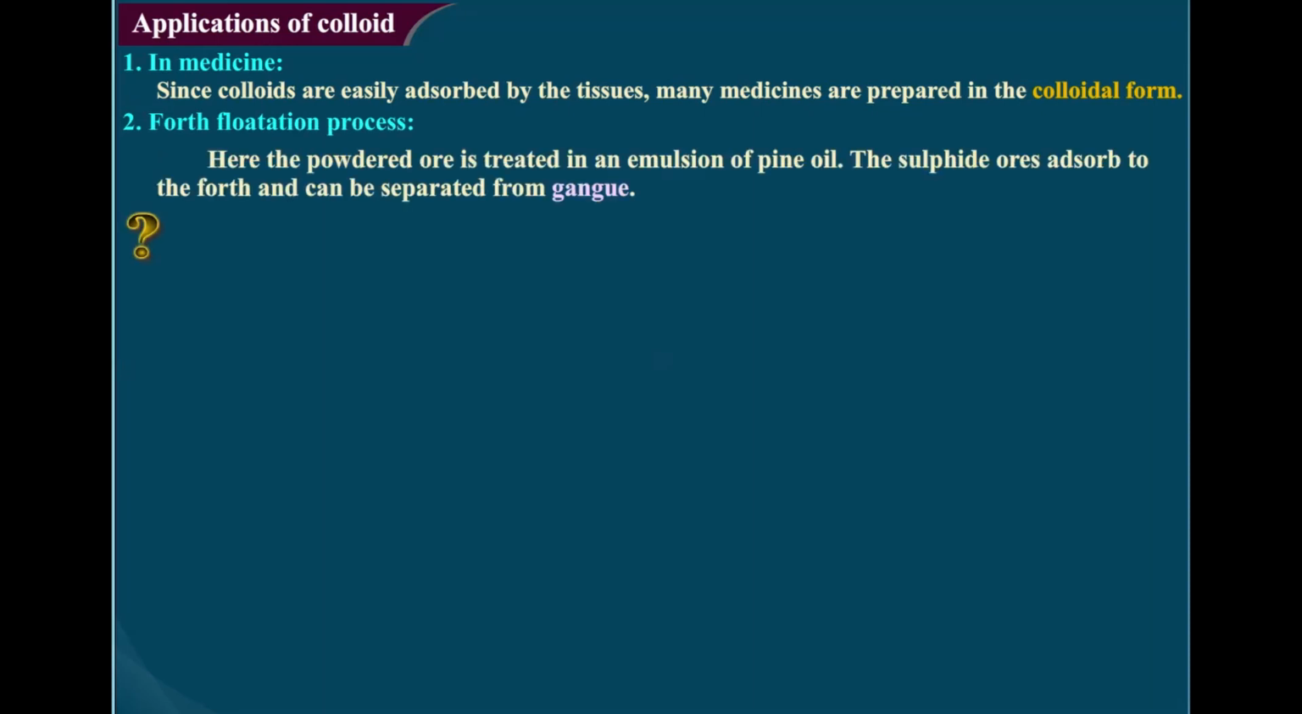Next application is the froth flotation process, which I had mentioned in the last part. Froth flotation is a process of separating the sulfide ores from the impurity. Here the powdered ore is treated in an emulsion of pine oil. That is, pine oil is mixed with the impurity, air is blown, and an emulsion is formed. As a result, the sulfide ores will be adsorbed on the surface, and gangue, meaning the impurities, will settle at the bottom. This you will be learning in metallurgy, where it will be more clear to you.